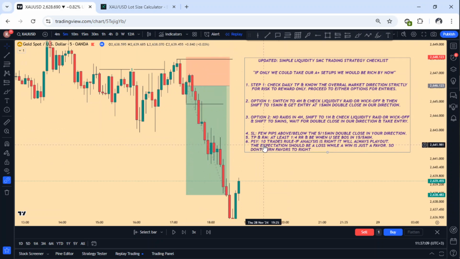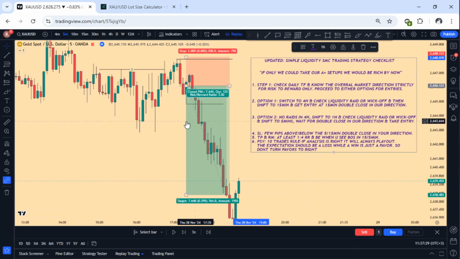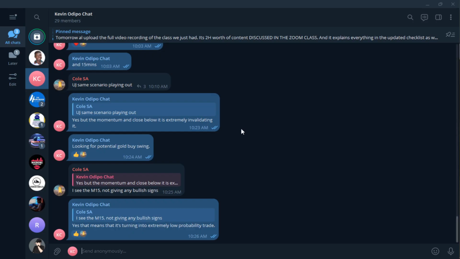Again, for psychology part, we just focus on 10 trades rule. If the analysis is right, it will always play out. The expectation should be a loss, while a win is just a favor. So don't turn favors into right. This win here is just a favor, so don't turn it into right. That is for the psychology part. Always expect a loss. Now an example of that trade is here.